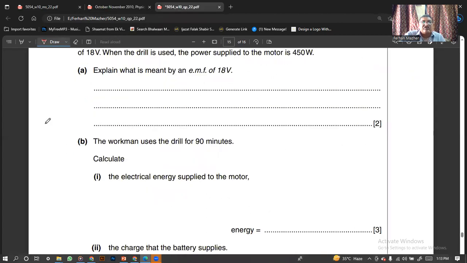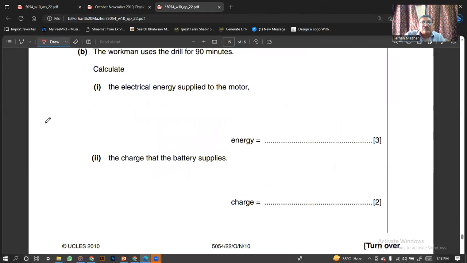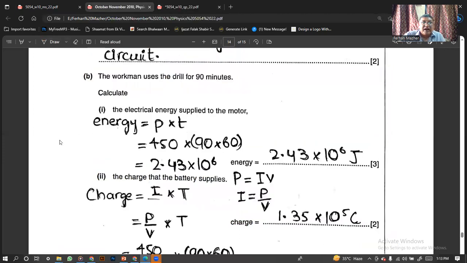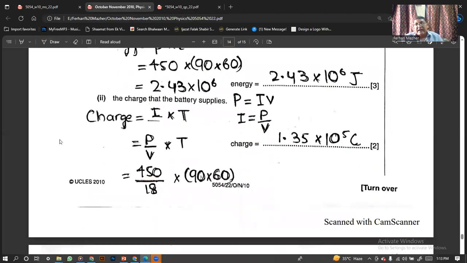Okay, then the question is question number 11B, second part: the charge that the battery supplies. You know, I equals Q divided by T. So the charge is Q, I is the current, and because P equals IV, I will equal P divided by V. So in the place of I, I will put P, power, divided by the voltage.